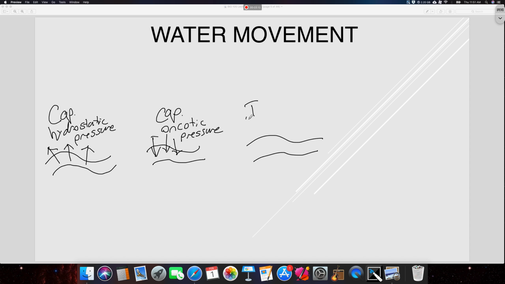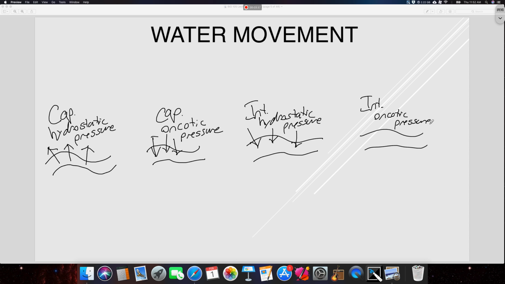Okay. Then we had the interstitial components. So we had interstitial hydrostatic pressure. Okay. This is the force that pushes fluid from the interstitial space into the capillary. Okay. And then finally we had interstitial oncotic pressure. Okay, and this is the force that pulls water into the interstitial space from the capillaries.